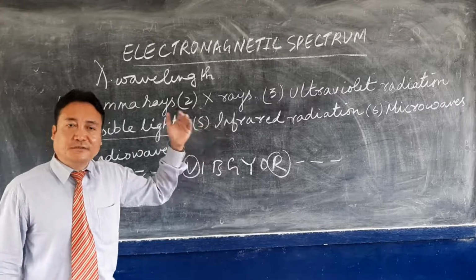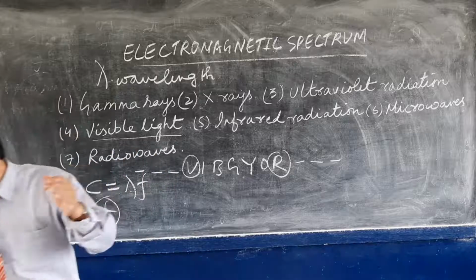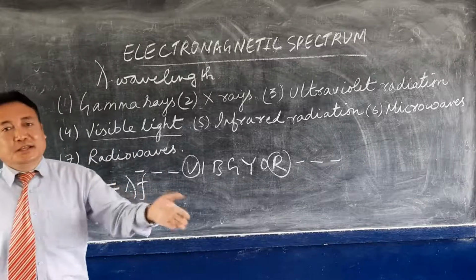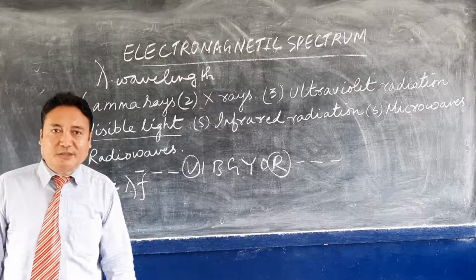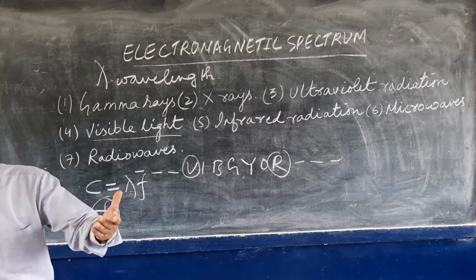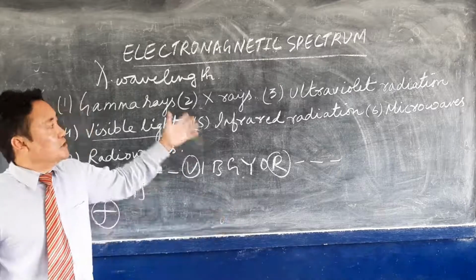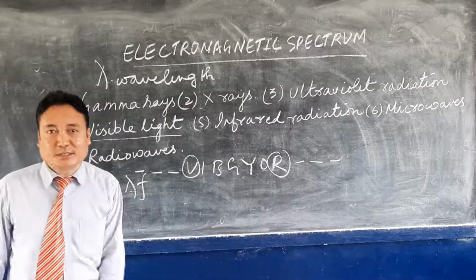They obey the laws of reflection and refraction. They travel with the same speed of light, that is 3 into 10 to the power 8 meter per second. Okay, so all these are transverse waves. So these are the characteristics of the electromagnetic spectrum.